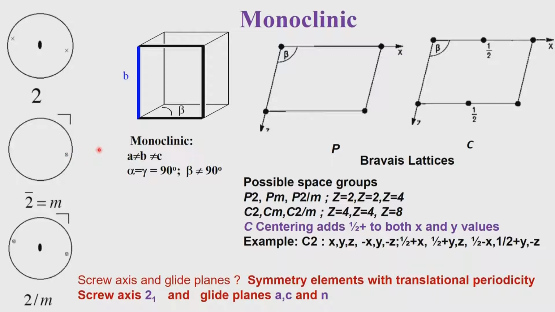So in this case, considering B as the unique axis, the equivalent points are x, y, z and x, y bar, z. It also amounts to an operation of a twofold symmetry followed by an inversion center. That is exactly what we have done here. We have taken the twofold symmetry and then we have operated the center of symmetry on that one.